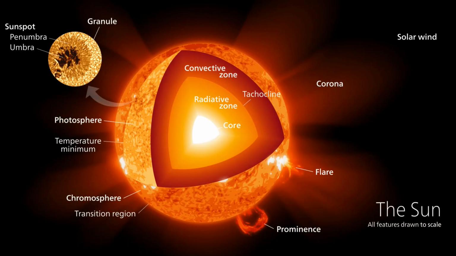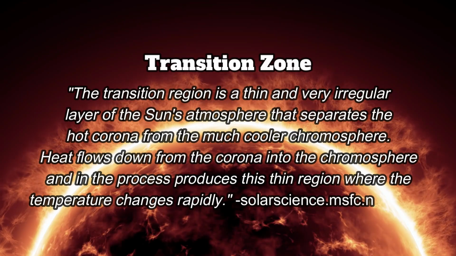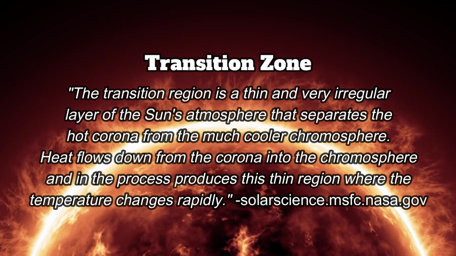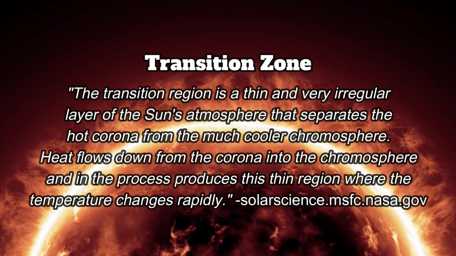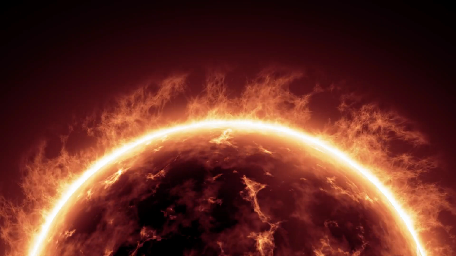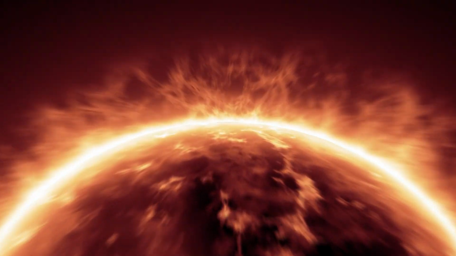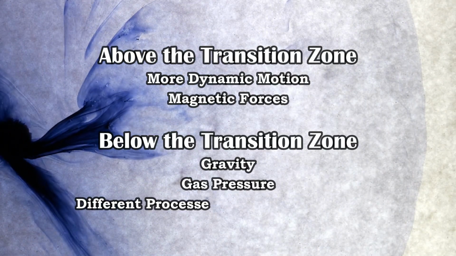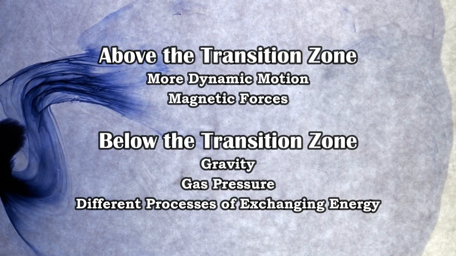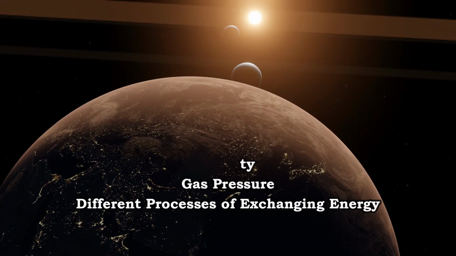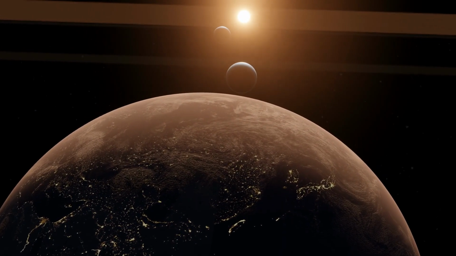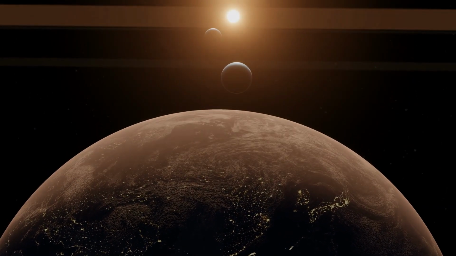Beyond the chromosphere lies an unofficial layer called the transition zone. Located in between the chromosphere and the corona, this thin layer is where the chromosphere rapidly heats up and becomes the corona. The distinction of this transition zone is due to everything below the transition zone being governed by gravity, gas pressure, and different processes of exchanging energy. Above the transition zone, though, the motion and shape of the layers are much more dynamic and tend to be governed by magnetic forces, which control solar activity such as coronal loops and solar wind. This leads us to the final layer of our Sun.